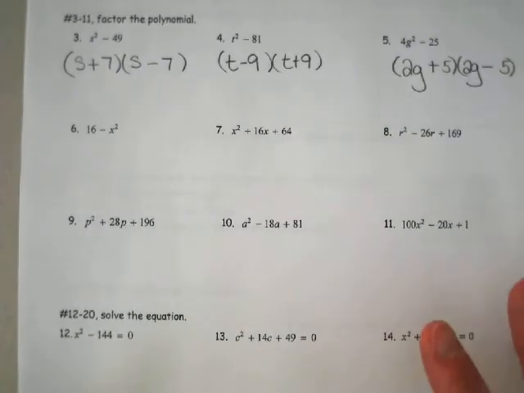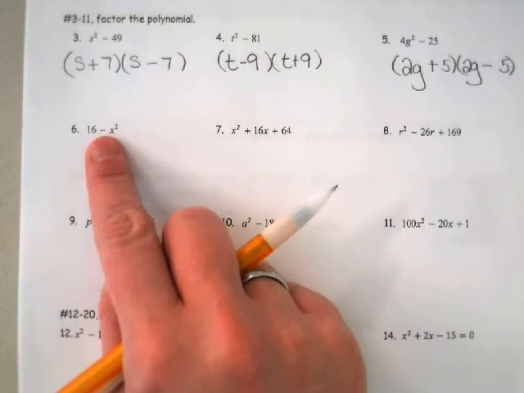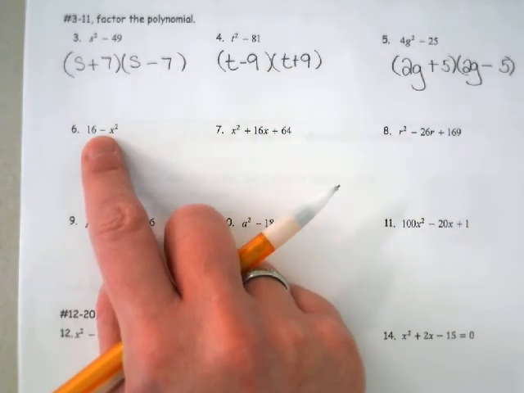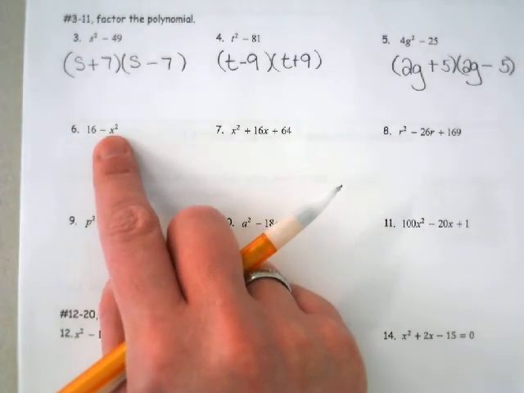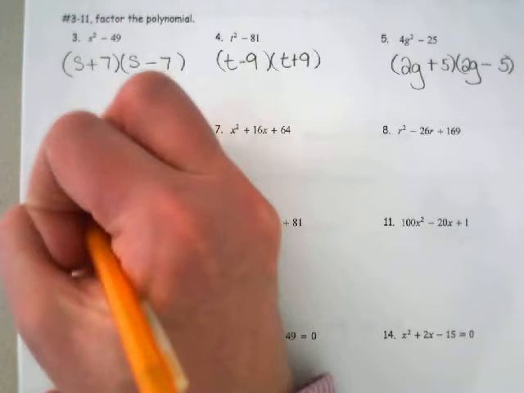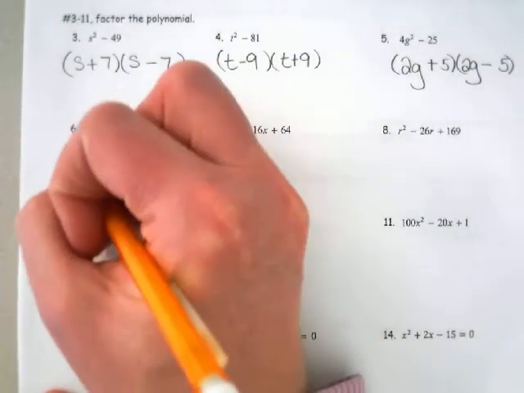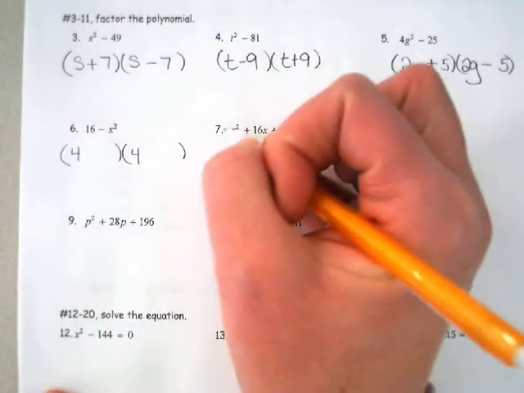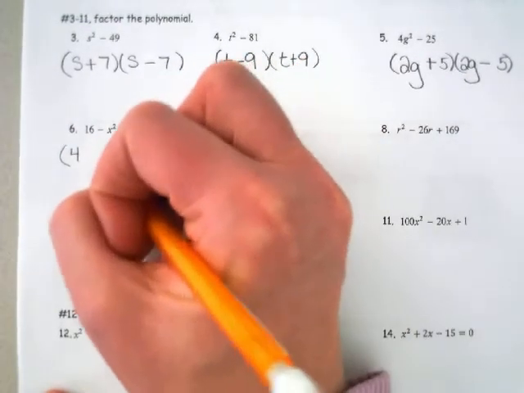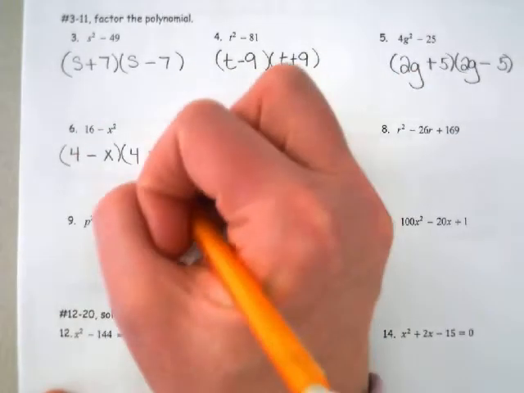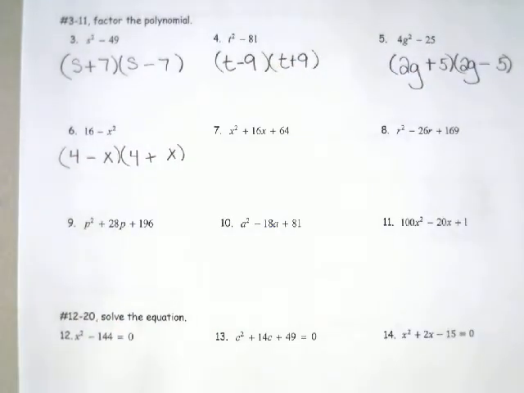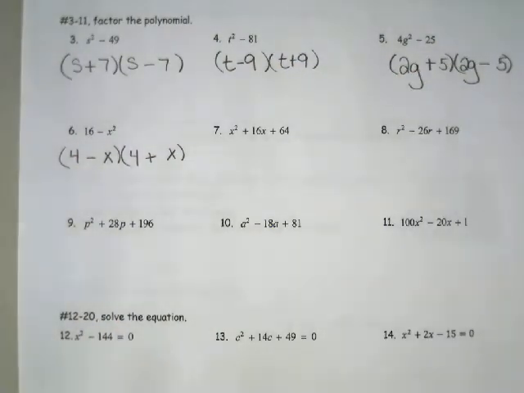If we look at number 6, you'll notice 6 is kind of backwards. You really don't want to switch this because you need the negative. You need the subtraction to be with the x squared. So don't switch it. Just keep it the way it is. And you're going to take the square root of 16, the square root of x squared, and then you're going to alternate your signs. And then you're done.